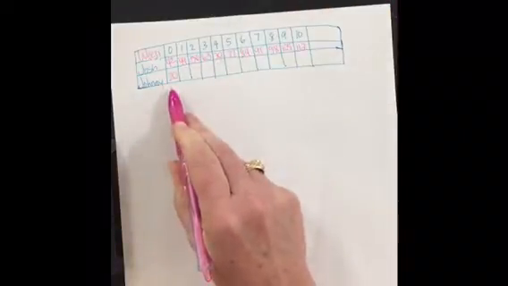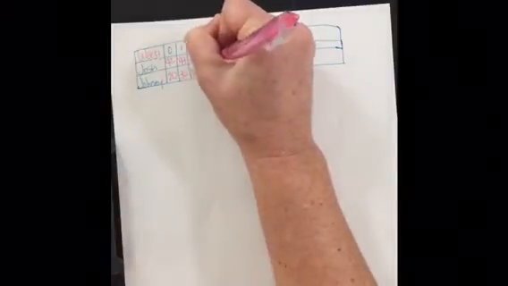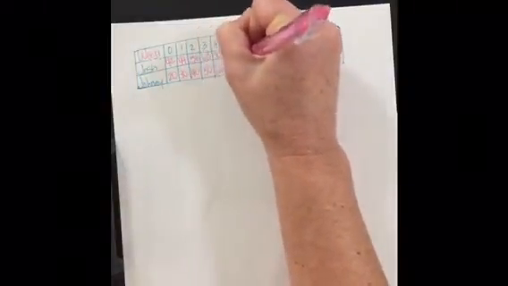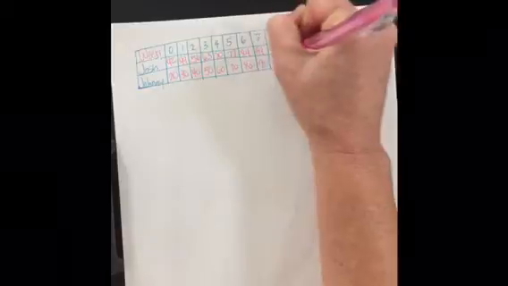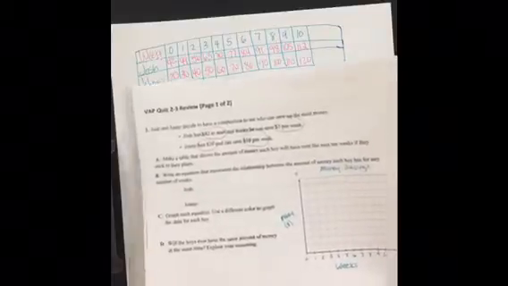And Johnny has 20 and he can save 10 per week. So every week I'm going to add 10. Okay, so there's my table.